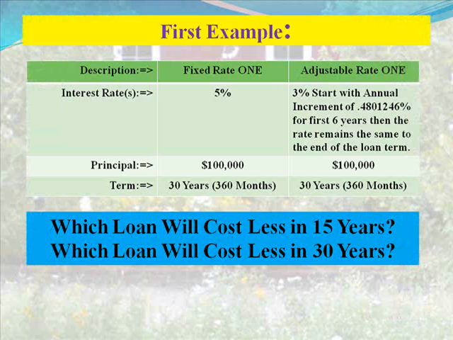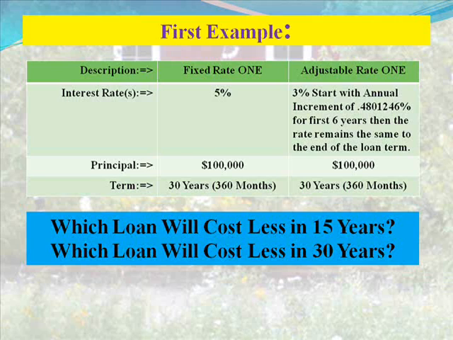First example, I'll compare a fixed rate loan and an adjustable rate loan. The interest rate for the fixed rate loan will be 5%. The principal will be $100,000. And the term will be 30 years or 360 months.